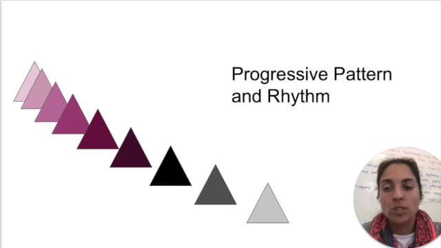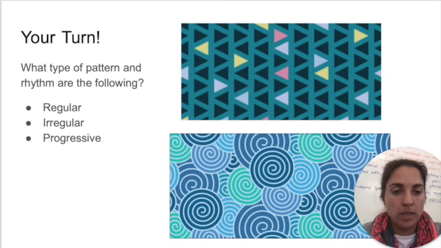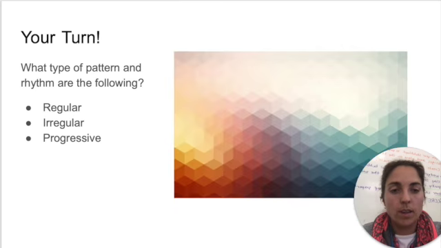I want you to take a moment to look at the next two slides and challenge yourself to see if you can determine what examples you're looking at. Is it a regular rhythm or a regular pattern? Is it irregular rhythm or irregular pattern? Is there a progression in the rhythm or the pattern? So see if you can determine with these two examples. And finally, with this example, see if you can determine what type of pattern is being used.